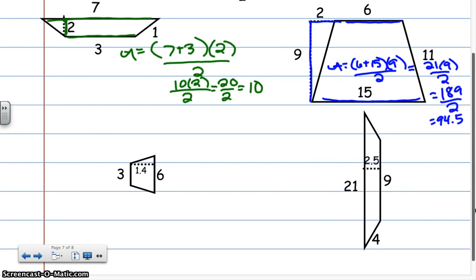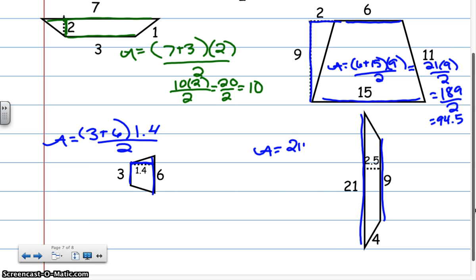Okay, this next one, again, bases are the parallel sides. So my area is going to be 3 plus 6 times my height. My height is perpendicular to my bases, that's 1.4, divided by 2. I'm just going to do the setup. I think you're good. This last one, how I would set it up, again, find my parallel sides, those are my bases: 21 plus 9. Height is perpendicular to the bases, 2.5, divided by 2. And that's how you find the area of trapezoids.